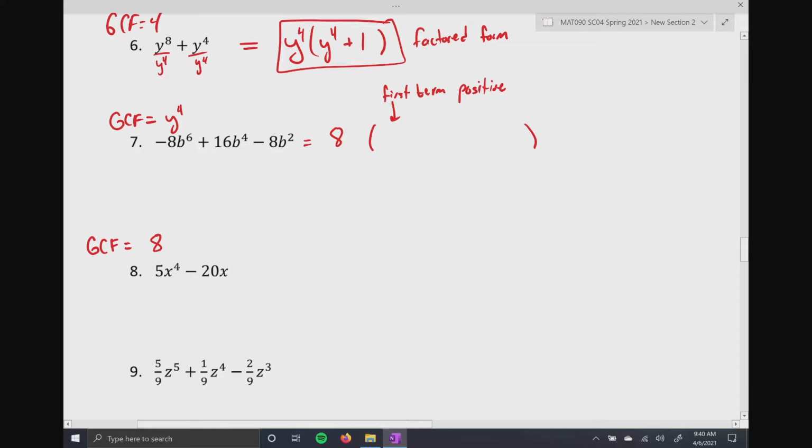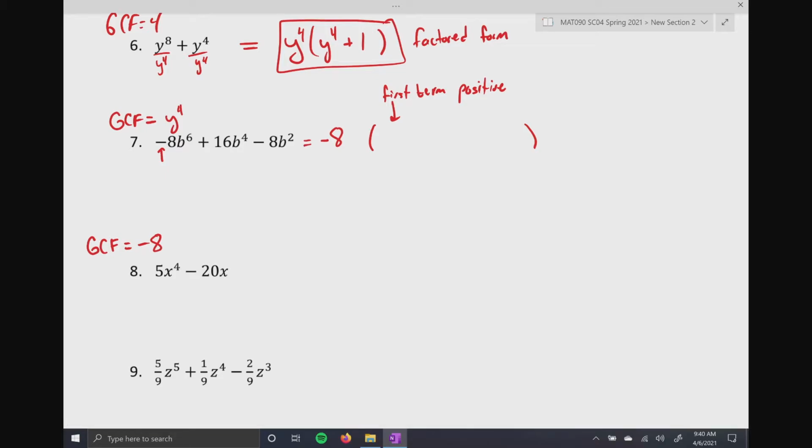We always want that first term inside the parentheses to be positive, okay? So right now, if I were to just start factoring, I know I would factor out an 8, but I would still have this negative sign. Does that make sense, everyone? So whenever the first term is negative, you're going to factor that out as well, because we want that first term inside the parentheses to be positive. Does that make sense?